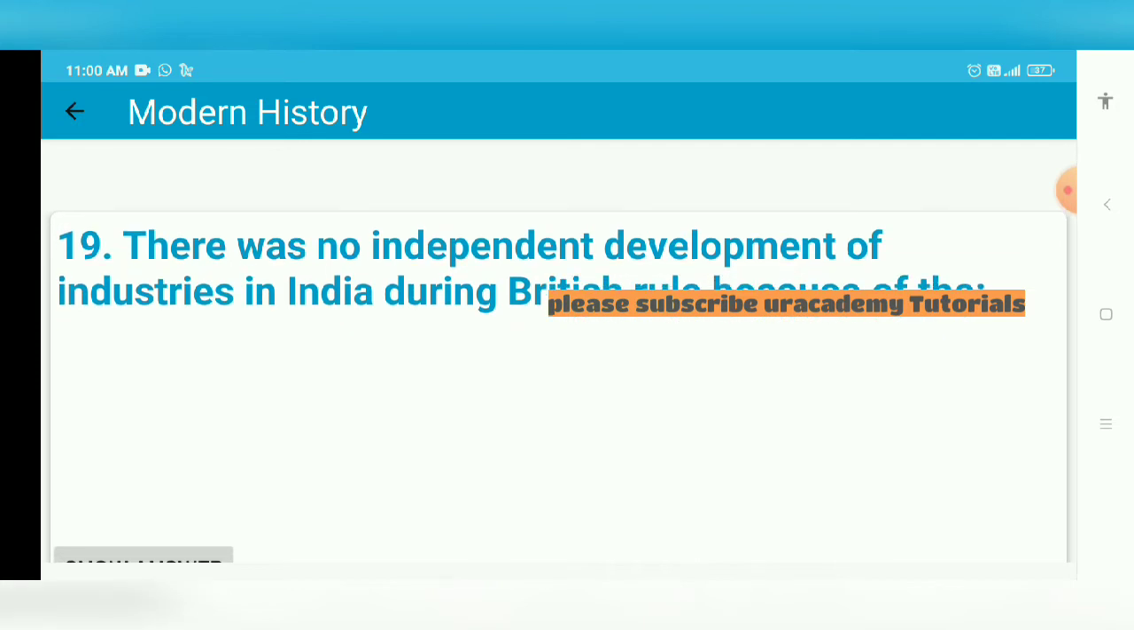Another objective: there was no independent development of industries in India during the British rule, because India was converted into a market of raw materials. The Indian market was converted into a raw material market for the European industries. The Britishers did not allow the construction of big industries, because they turned India into a market of raw material, and took the raw material from India to Britain, where the big industries were set up.